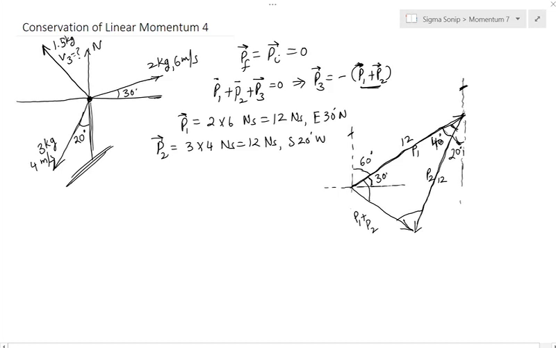And because this is 40, and the total is 180, these two together are 140. Divided by 2, each of them is 70 degrees. Now if you look at this, this angle is 70 here, and that is 40. So this angle is 30, and that angle has to be 40 degrees.